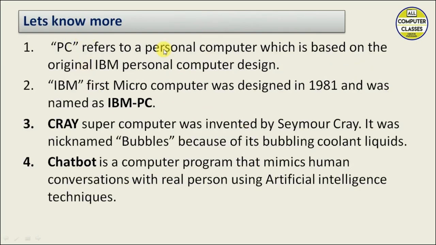Okay, so let's know more. PC refers to a personal computer which is based on the original IBM personal computer design, right? IBM's first microcomputer was designed in 1981 and was named the IBM PC. Cray, this is a supercomputer, was invented by Seymour Cray. It was nicknamed Bubbles because of its bubbling coolant liquid.